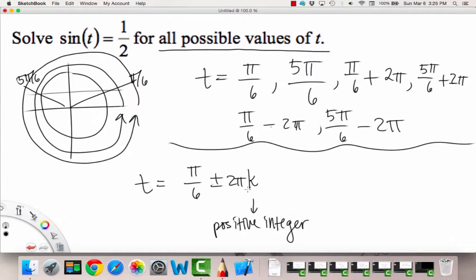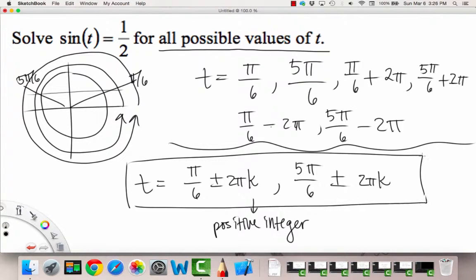So you could have pi over 6 plus 2 pi, where k is 1. You could have pi over 6 plus 4 pi, where k would be 2, etc. We could also write the 5 pi over 6 one the same way, tacking on plus or minus 2 pi k. That accounts for any time you go around a full circle, or several circles; you can just add on revolutions. So this would be our solution set for this problem. The part I'm boxing tells us all possible values of t which satisfy our equation.